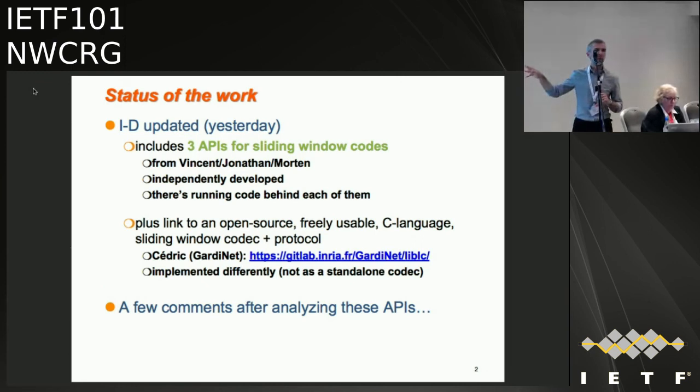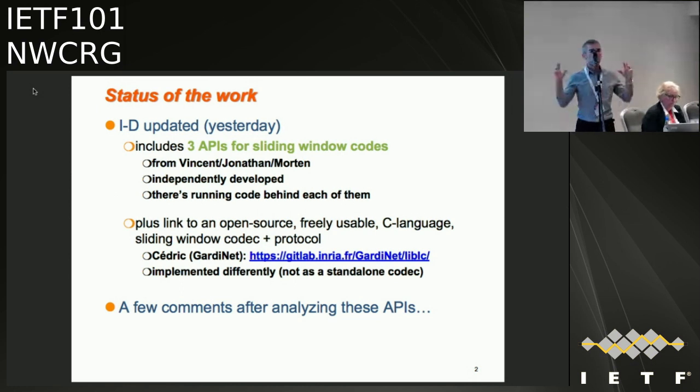This one does not include a codec API. It's developed in a different way. There is no standalone codec. So I mentioned it. We can use it to get inspiration. We can also discuss with Cedric, who is well aware of how we can do that. But it was designed in a different way. So there is no fourth. There are only 3 examples, not 4.